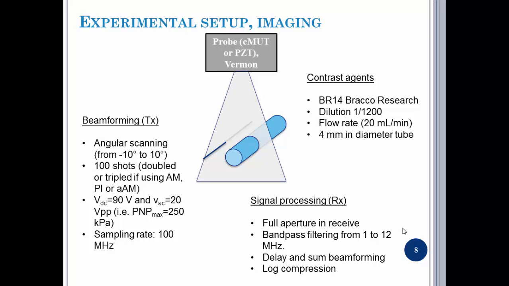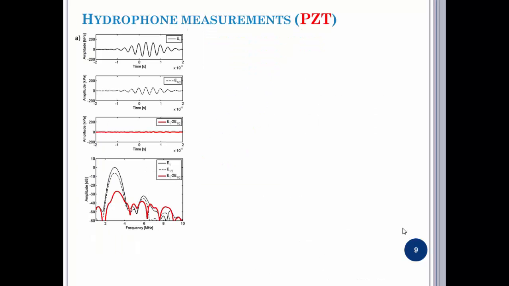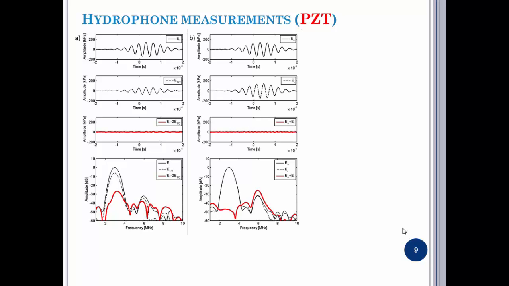Then some simple signal processing, and here are the results for hydrophone measurements. So you can see here amplitude modulation, the signal and half the signal. When you apply the simple process, you have almost nothing, and you have decreased the fundamental by more than 25 dB. When you look at pulse inversion, it works as well.